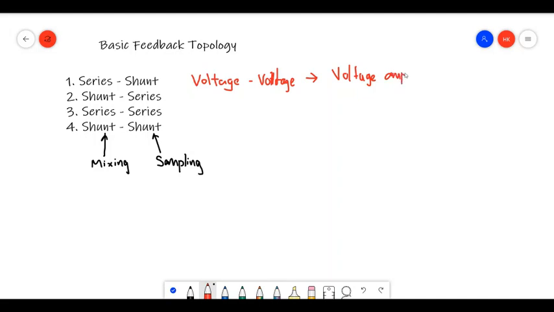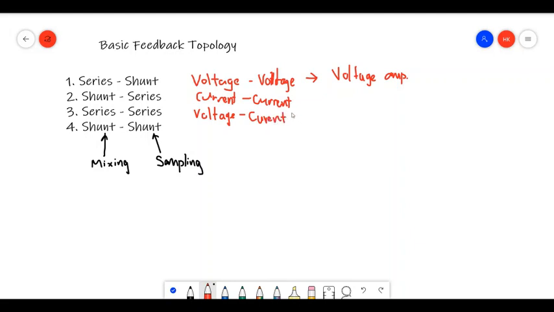And in the next one we mix in parallel, so that's a current, right? And we sample in series, so that is also a current, so it is a current to current amplifier, or a current amplifier, right? And the third one, we mix in series, so that's a voltage as input, and we sample in series, so we give a voltage as input and we get a current as the output.